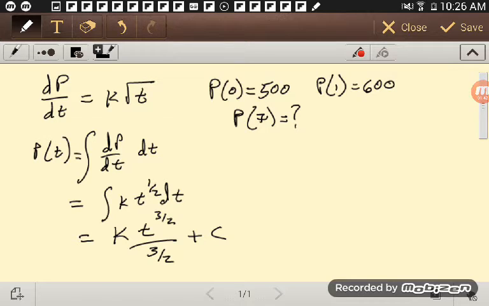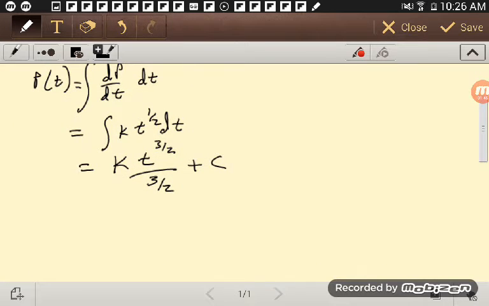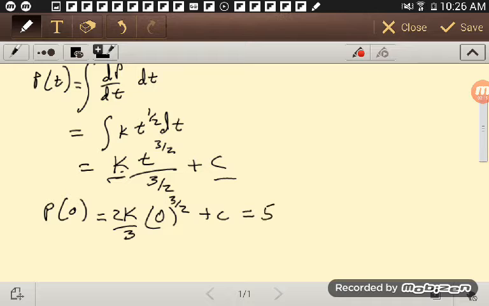And so that is equal to k t to the 3/2 divided by 3/2 plus a constant. So I just added 1 to the exponent and divided by that for my antiderivative power rule. And now you see I need k and c. There are two unknowns, but they give me two pieces of information. They tell me P of 0, which is equal to k times 2/3, when I invert and multiply, 2/3 k times 0 to the 3/2 plus c. They tell me that's 500, and so that tells me c is equal to 500.